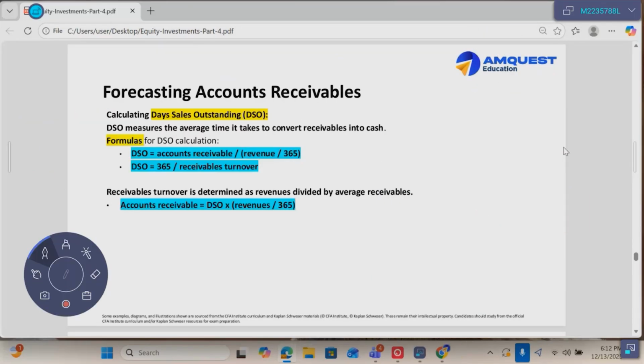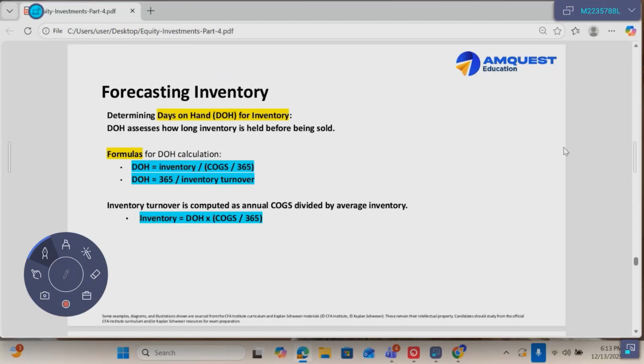Moving on, this is the theory which we have just discussed, how to calculate day sale outstanding. I have given you all the formulas, you have written it down. It's also there in the slide. Day sale outstanding is accounts receivable divided by revenue, and then you multiply it with 365. You're also able to get day sale outstanding and the inventory turnover ratio. From that, you are able to find out accounts receivable. So you can use the formulas which I have shared on the screen in order to calculate DSO, DOH, and DPO.